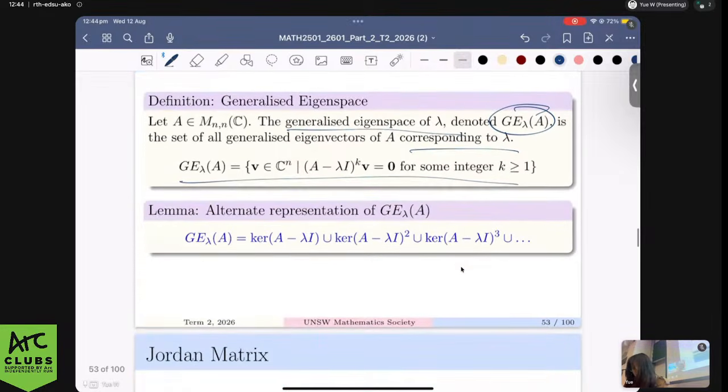And okay, a way you can look at this is to consider it in terms of the kernel, because you can see here that phi is basically just the kernel of this thing here, right? So obviously you can write this as the union of the kernels of all of these. But yeah, that's a pretty straightforward lemma from that.